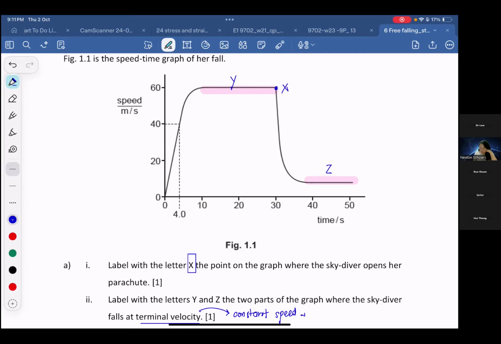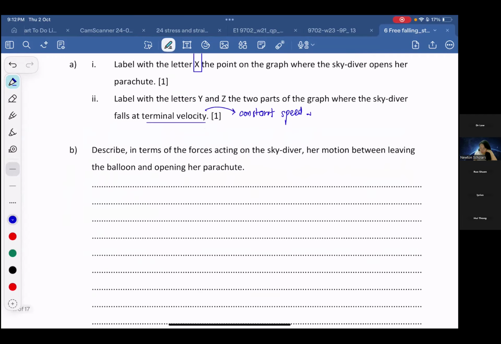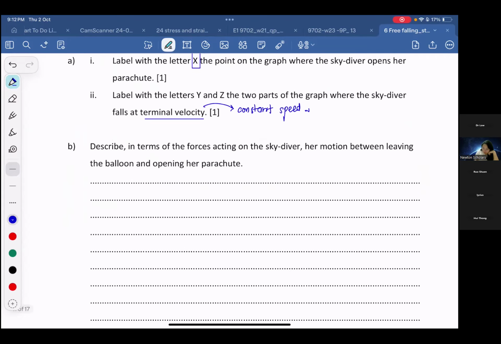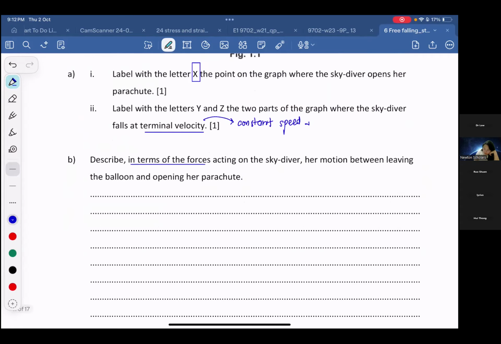Okay, thank you, Megan. This is the part that I mentioned, 4 marks, you know. They ask you in terms of force. So when you're talking about in terms of force, you have to talk about weight, talk about air resistance, talk about their resultant force. Okay, describe their motion in terms of force. So at here we have a few steps.